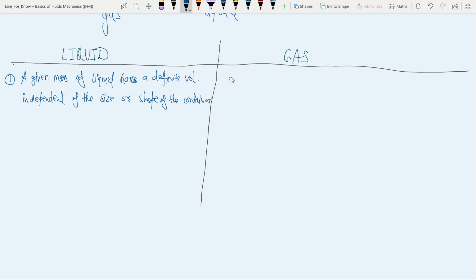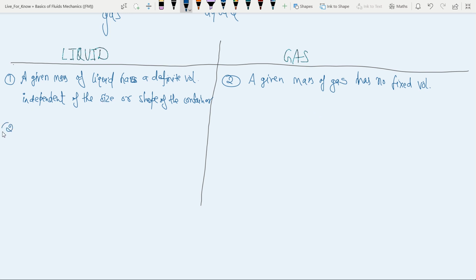But in gas, a given mass of gas has no fixed volume, and it expands continuously to completely fill any container in which it is placed.